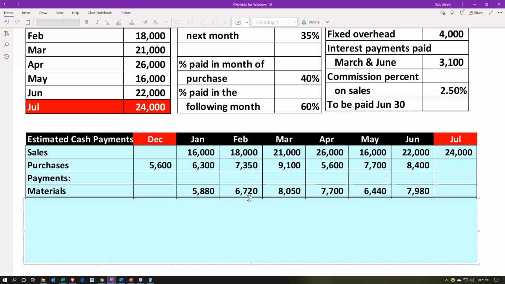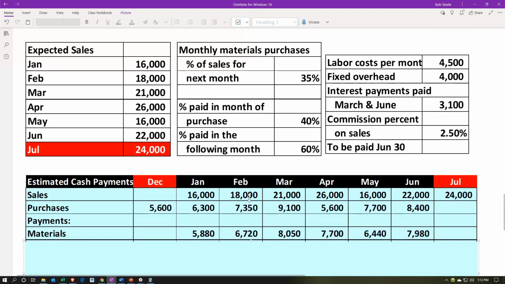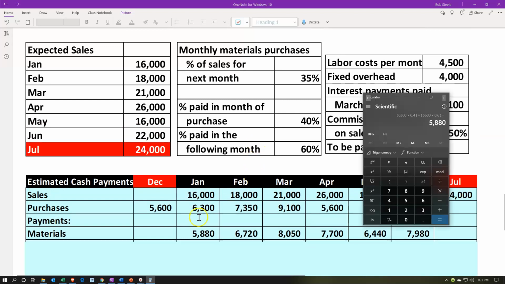So for that, we're going to start off with the materials, because those are the items that we assume are going through accounts payable, the most difficult to consider here. And we're then saying that, of the purchases we have, these are the amounts that went into the accounts payable in those months for the purchases that we then owe. And we're going to pay 40% of the purchases that were made in the current time period, and then 60% in the following time period.